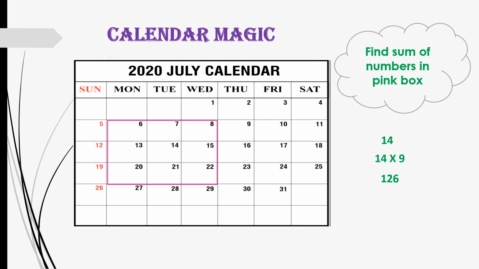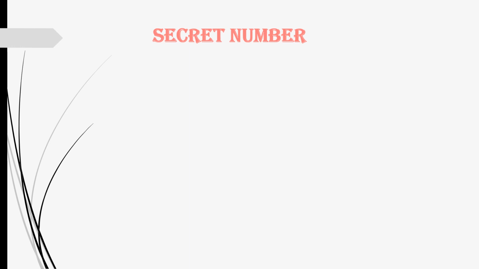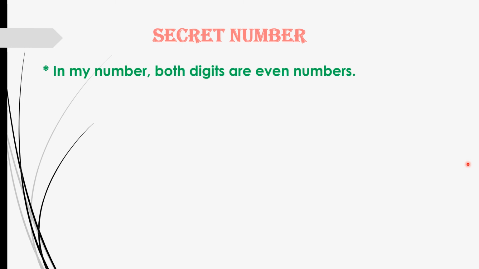Okay. Now we are going to learn one more interesting topic that will make you fall in love with maths. Secret number. Here some clues are given to you. On the basis of that you have to find the exact number. First clue is, in my number both digits are even numbers. So from this I get the information that the number is a 2-digit number and both digits are even numbers.